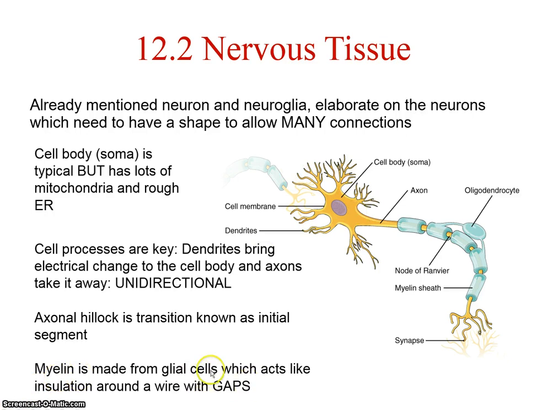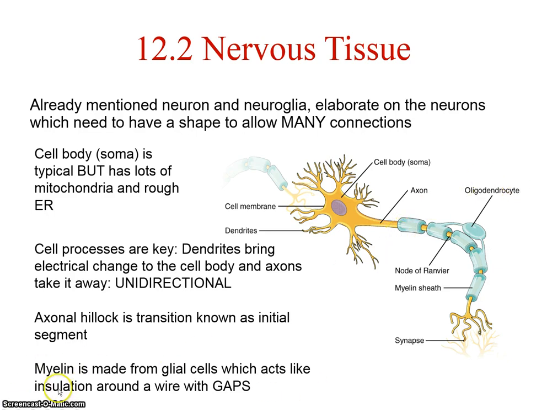Myelin is made from glial cells. Here we're looking at the central nervous system because this is an oligodendrocyte, and we'll talk about this one in this video as well. If this was in the peripheral nervous system, these would be individual Schwann cells, all right? And so it's still called a myelin sheath, all right? But there are different cells in different parts of the nervous system that produce this myelin sheath, all right?